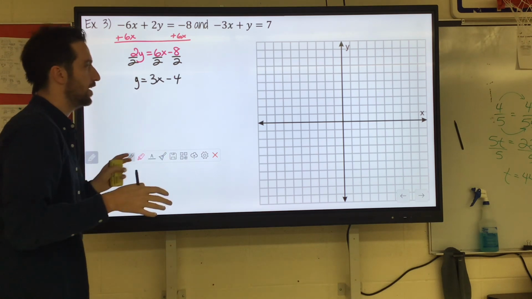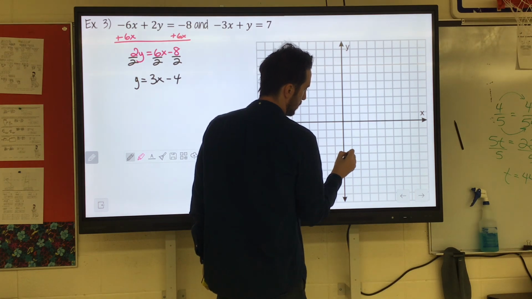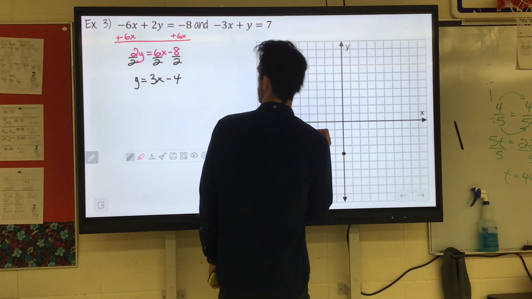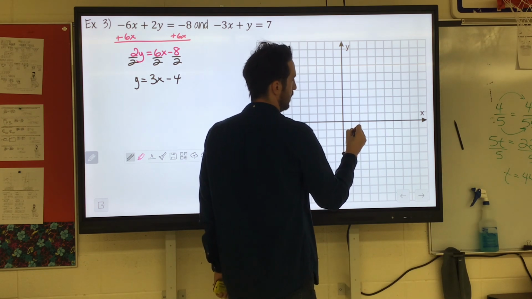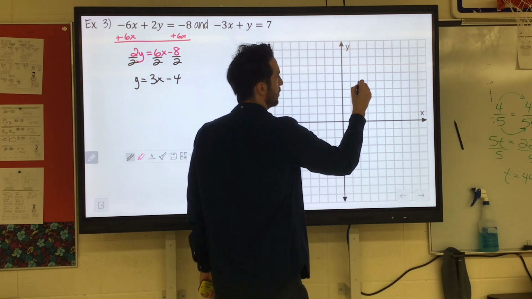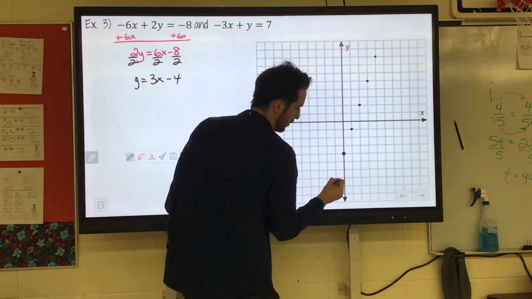If we're graphing that, you start at negative 4, 1, 2, 3, 4, and your slope is 3, so you'd go up 3 over 1, up 3 over 1, and keep going. You could also go down 3, left 1.